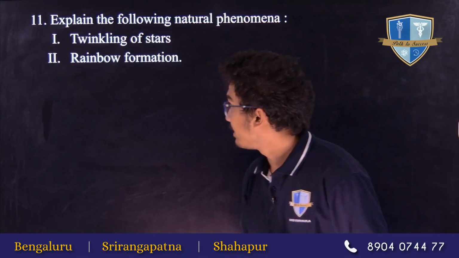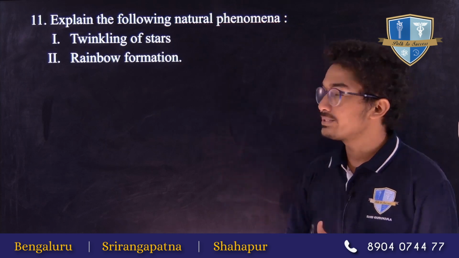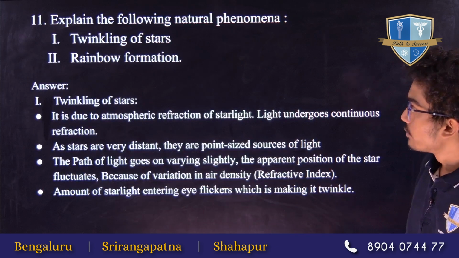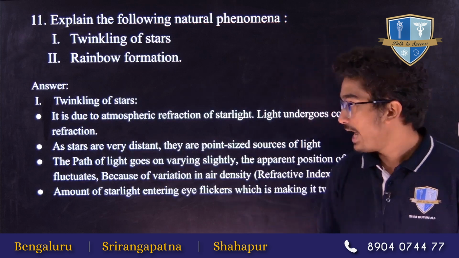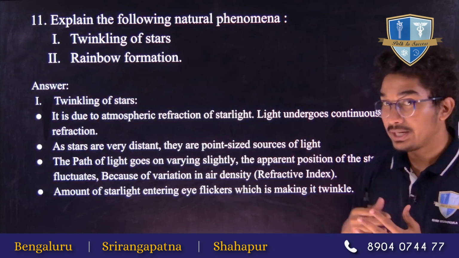So next question is, explain the following natural phenomena. First is twinkling of stars and second is rainbow formation. So let's see twinkling of stars. Twinkling of stars is due to the atmospheric refraction of starlight. The light will undergo continuous refraction.